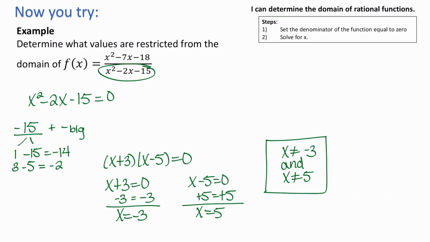When you do this example, you're going to set the denominator x squared minus 2x minus 15 equal to 0. You will find that you can factor it by finding the two factors of negative 15 that add up to negative 2. That combination will be 3 and negative 5, so we have x plus 3 times x minus 5 equals 0. That gives us the two values, x equals negative 3 and x equals 5. Those two values will be restricted from the domain of this function.